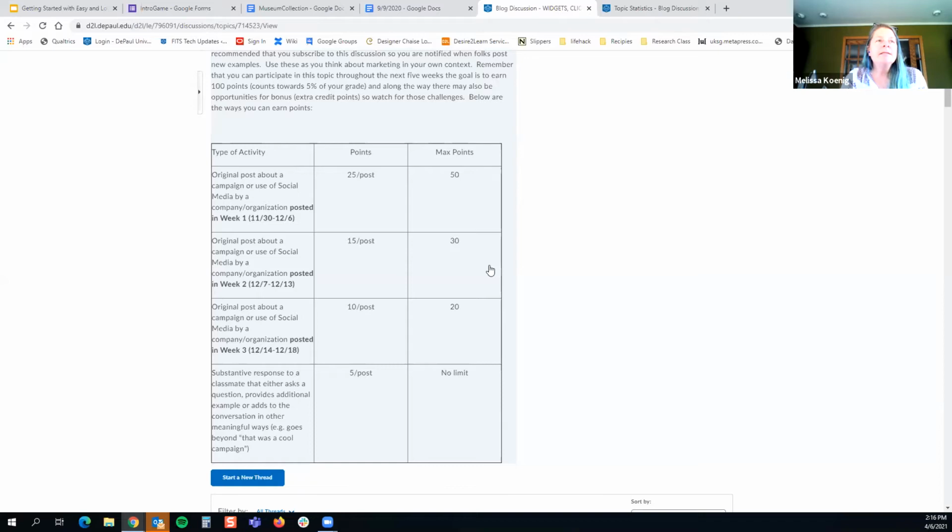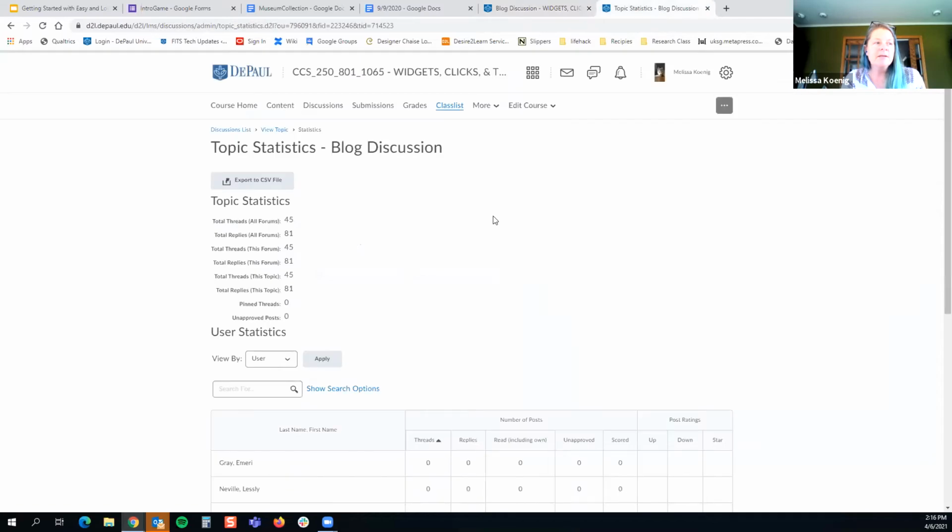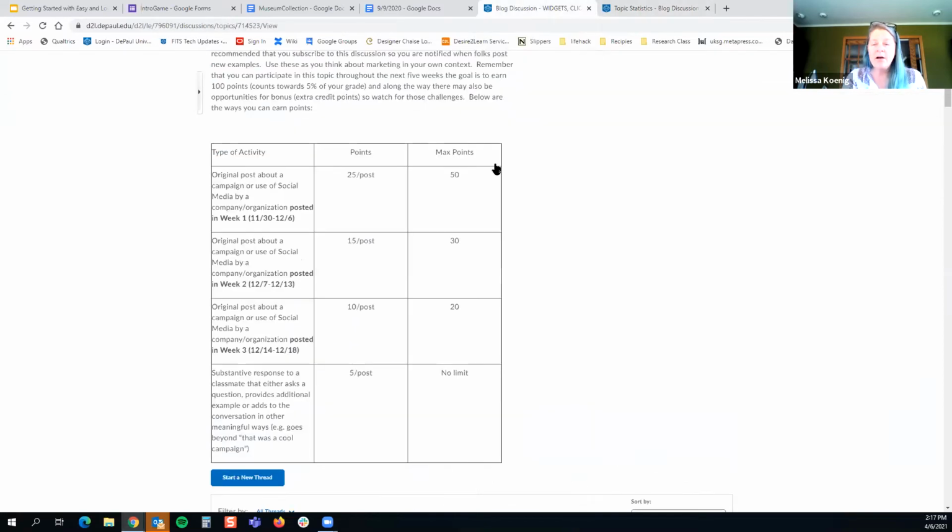And the interesting thing about this, there were 15 people in this section of the class. This is a glimpse of the topic statistics here. And there are 45 posts, 81 total replies within it. And that's with 15 students. I don't participate in this at all. And I mean, I've never gotten this level of engagement. Maybe it was a fluke. I tried it again, same level of engagement.